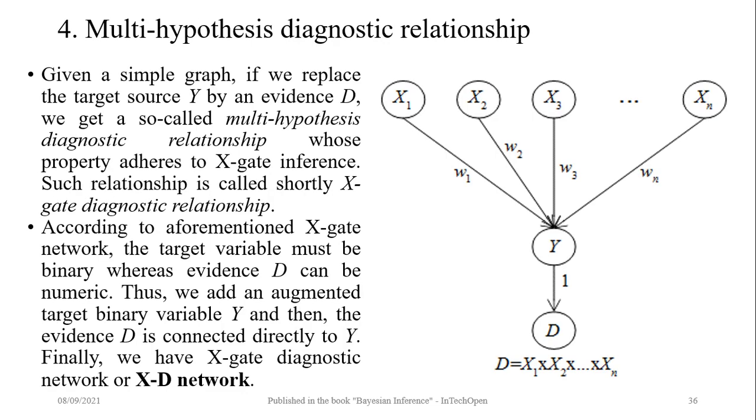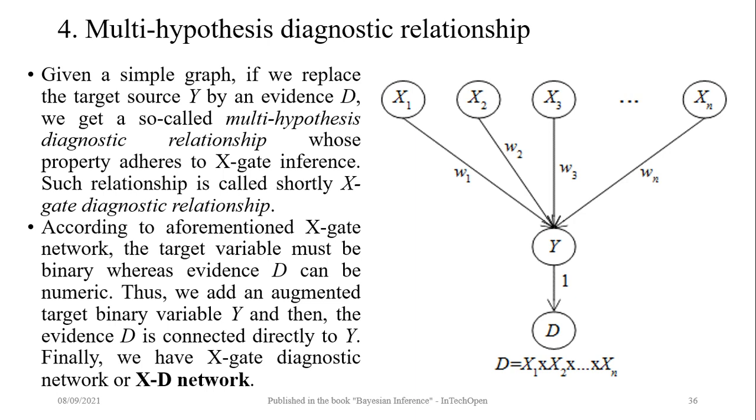Given the symbol graph, if we replace the target variable Y by evidence D, we get a so-called multi-hypothesis diagnostic relationship whose property adheres to aggregate inference. Such a relationship is called shortly the aggregate diagnostic relationship. According to the aforementioned aggregate network, the target variable must be binary, whereas evidence D can be numeric.